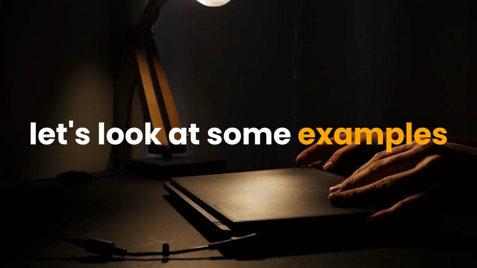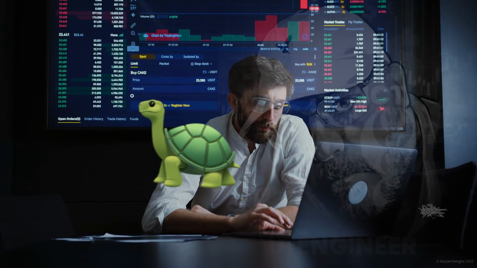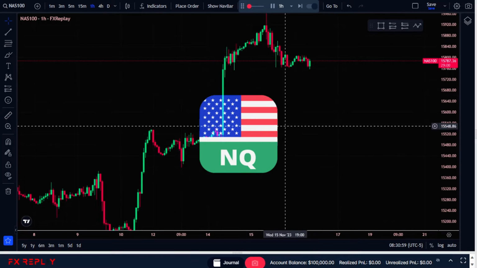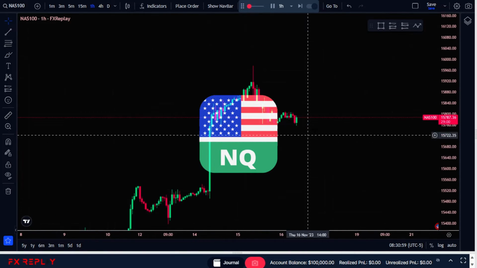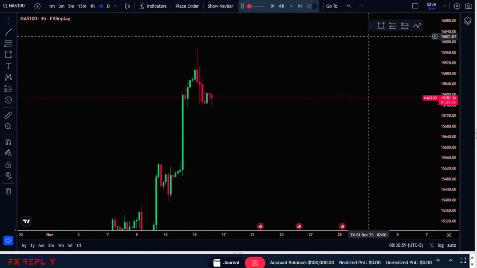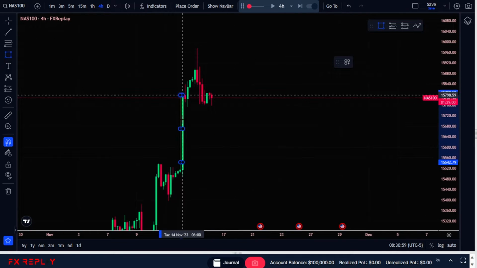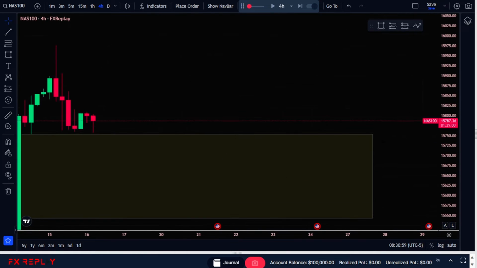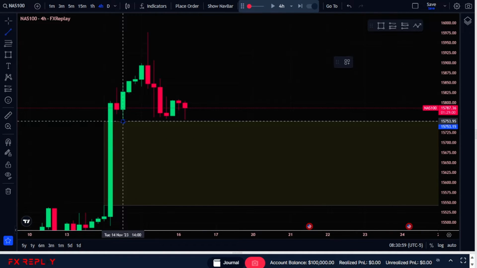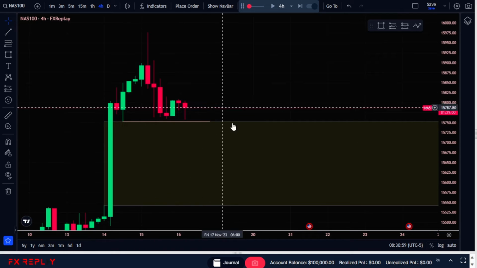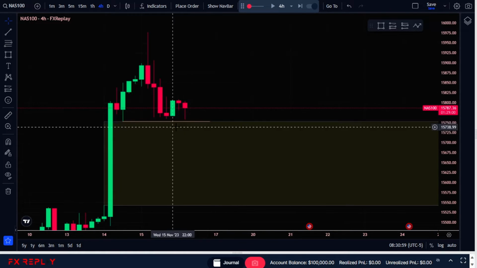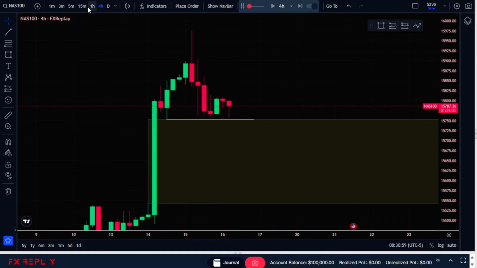Now it's time for some examples so you can understand Turtle Soup even better and implement it in your trading. Here we are on the Nasdaq 100 on the 4-hour time frame. Near the price, we can see we have a huge fair value gap. We also have this sell side liquidity right above this fair value gap as well. These types of scenarios are high probability, because not only do we have a fair value gap, but we also have liquidity above it.